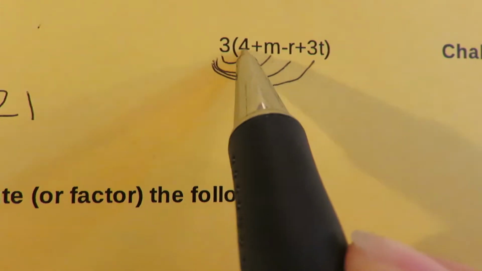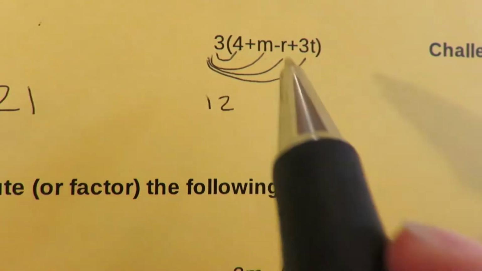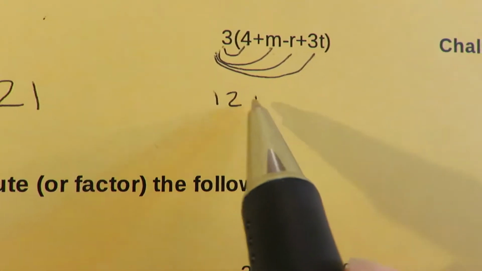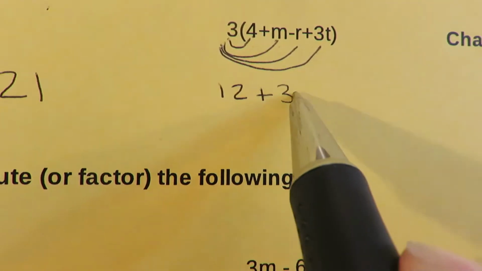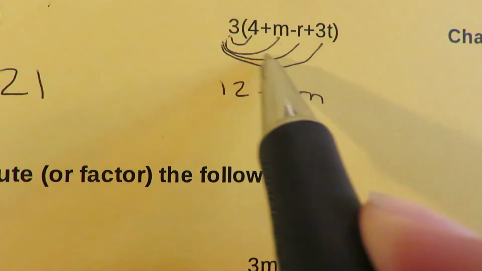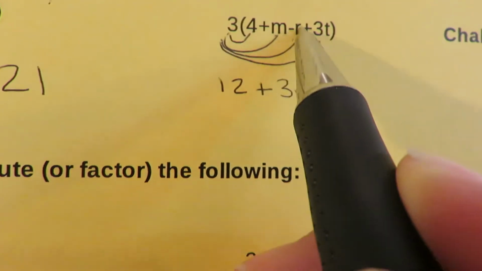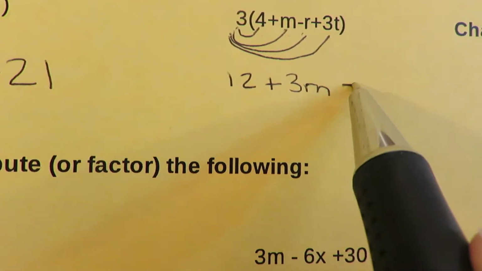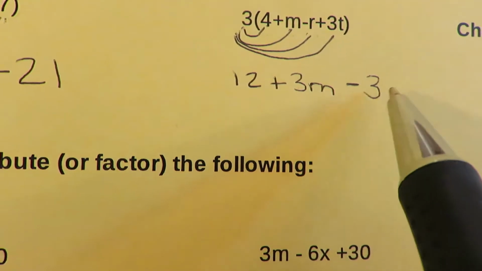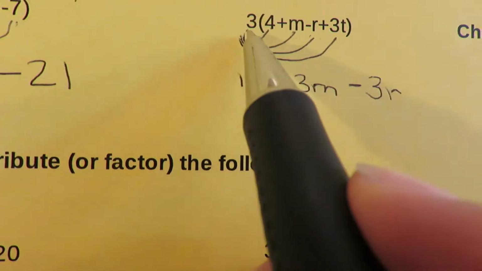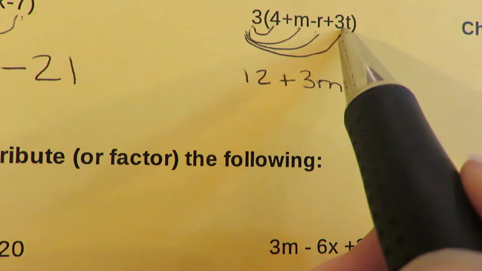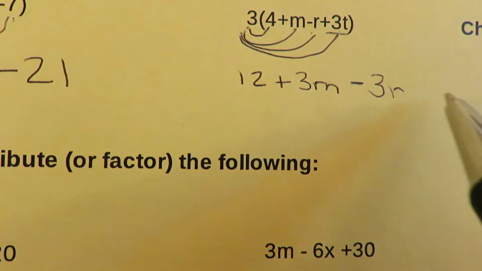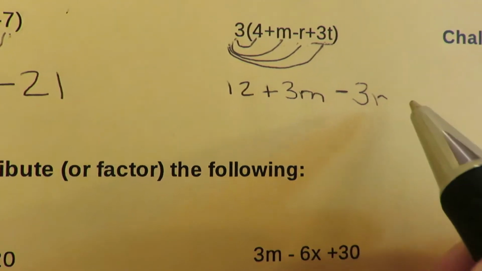First one is 3 times 4, which is 12. Then 3 times m tells me I have 3 m's, and I put a plus because it's positive 3 m's. 3 times -r, so if I have -r, another -r, and another -r, I would have 3 -r's, so -3r's. And the last one is 3 times 3t. So if I had 3 t's, and then I did that 3 times, I would end up with 9 t's.